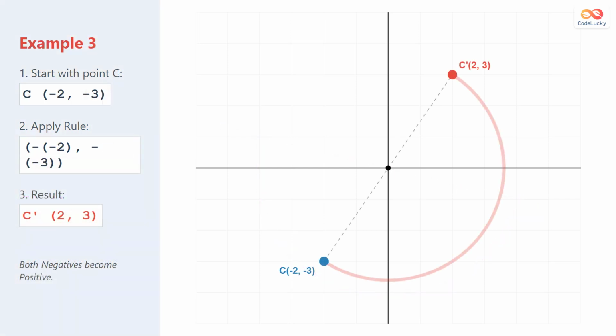What if both coordinates are negative? Here is point C at (-2, -3). When we apply the negative signs, negative 2 becomes positive 2, and negative 3 becomes positive 3. The point moves up to the first quadrant.